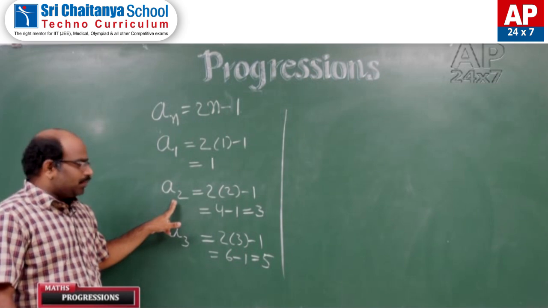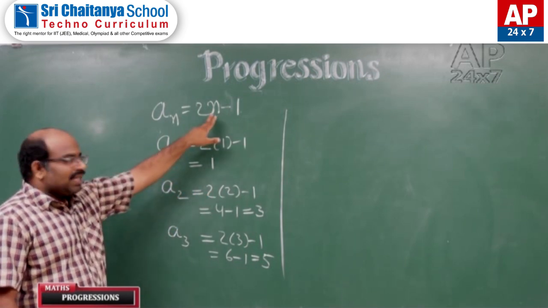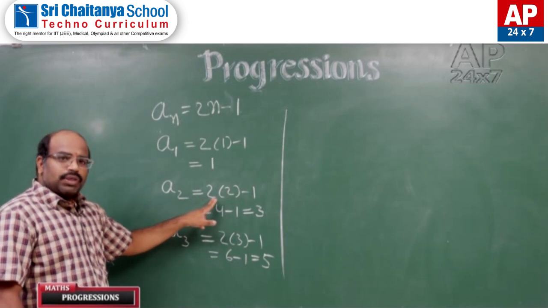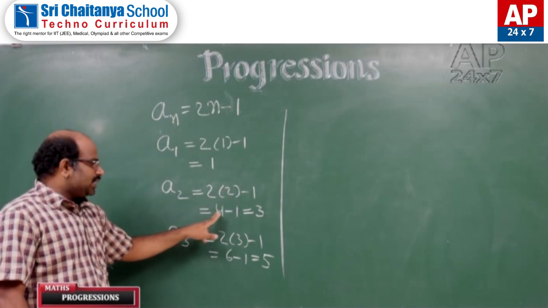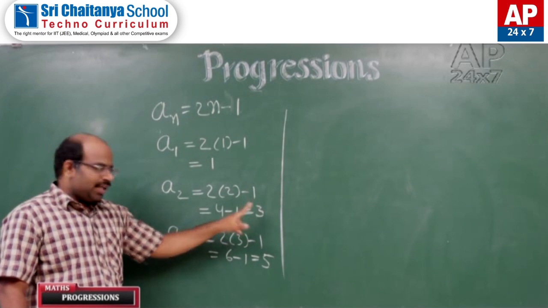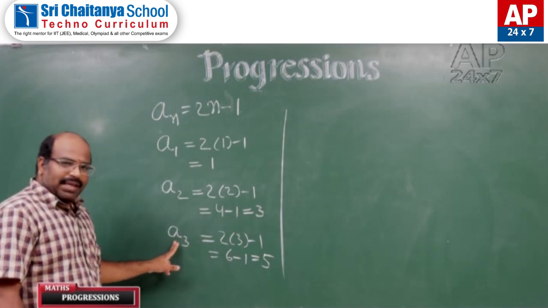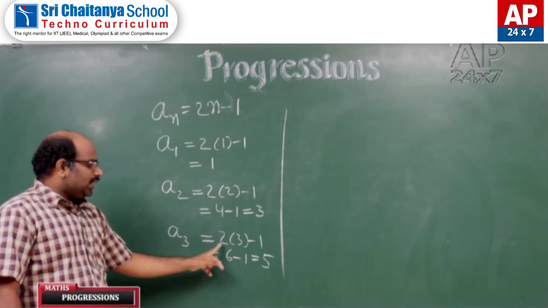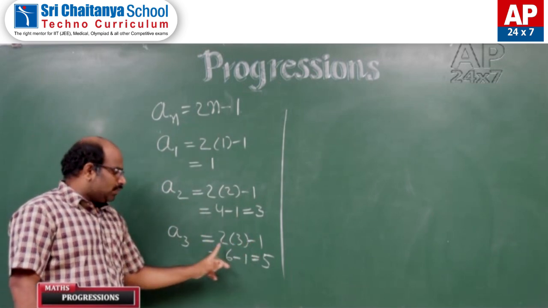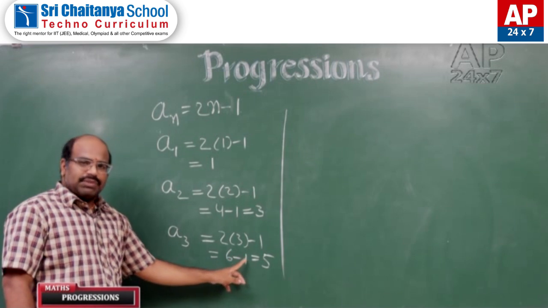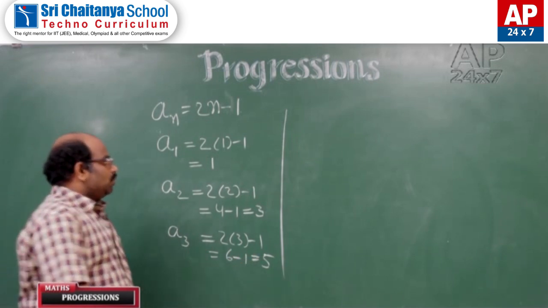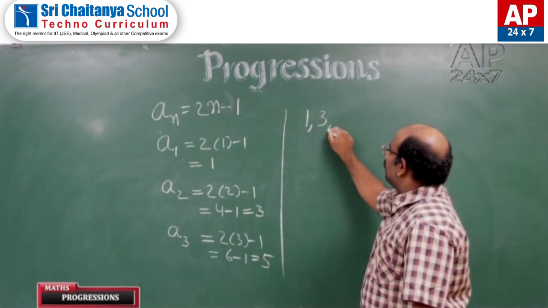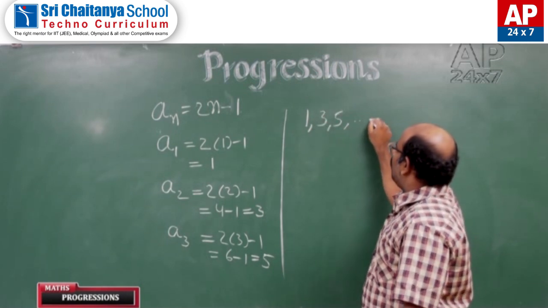A2 is equal to, just replace n in the given equation by 2, therefore it is 2 times 2 minus 1, which is equal to 4 minus 1, 3. And A3 can be calculated just by replacing n by 3, so that it is 2 times 3 minus 1, which is equal to 6 minus 1, 5. So, what are the terms we got here? 1, 3, 5, and so on.